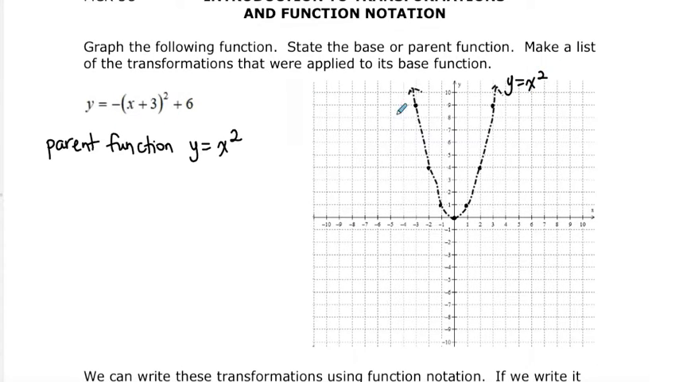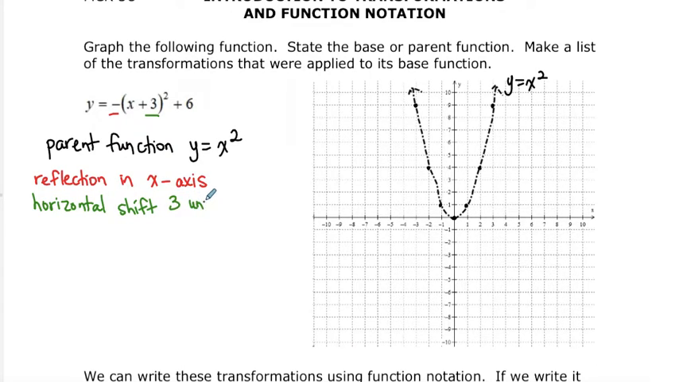So what are the transformations that are happening to this parent function in order for us to get this new function right here? Well, we know that there's going to be a reflection in the x-axis. We know that we're going to have a horizontal shift, and we are shifting 3 units to the left. So it's the opposite of what you think when it's inside the bracket with the x. And we have a vertical shift six units up.